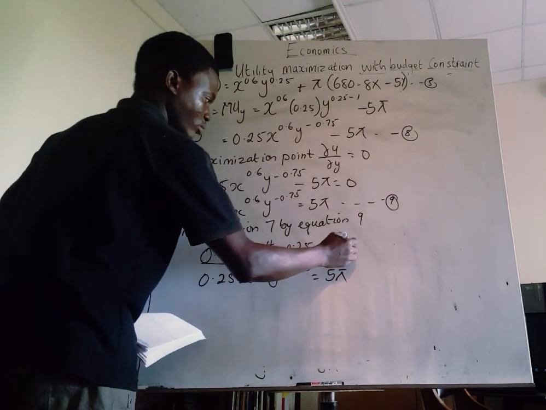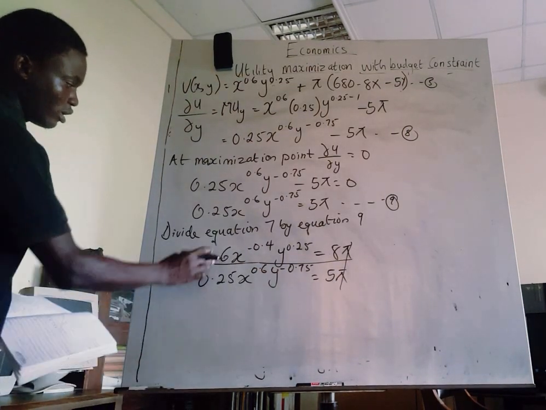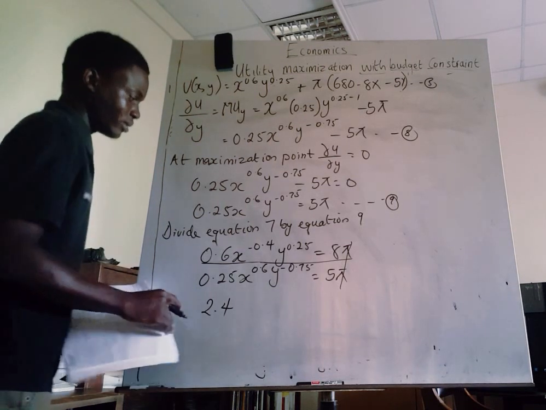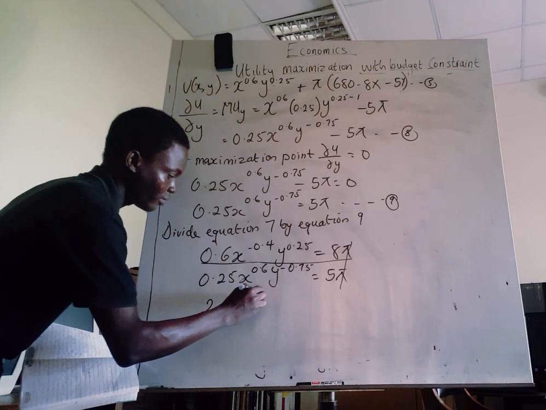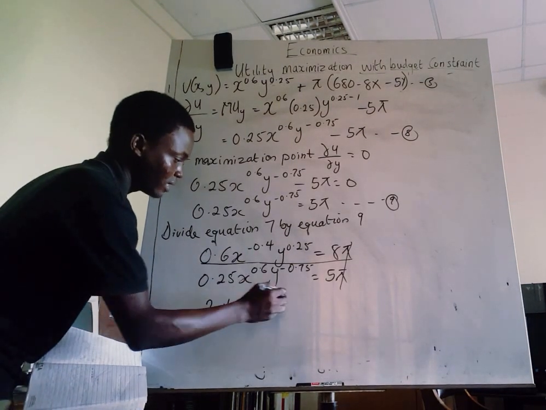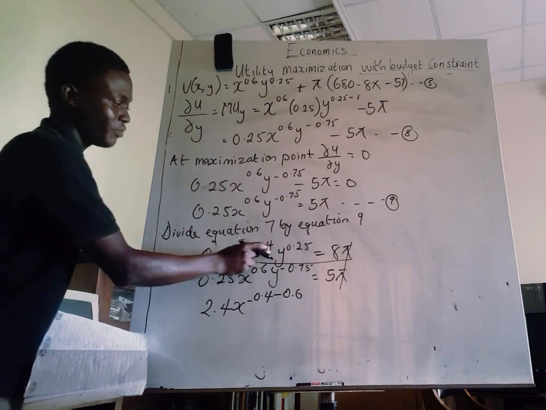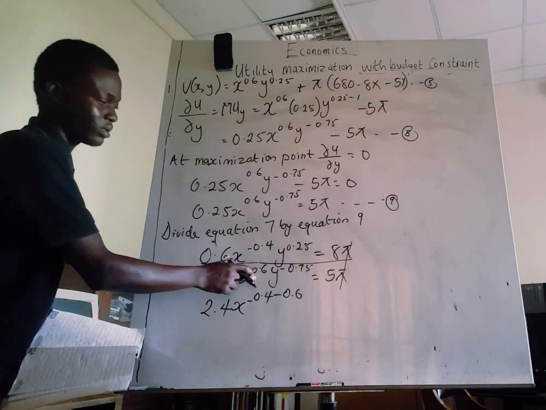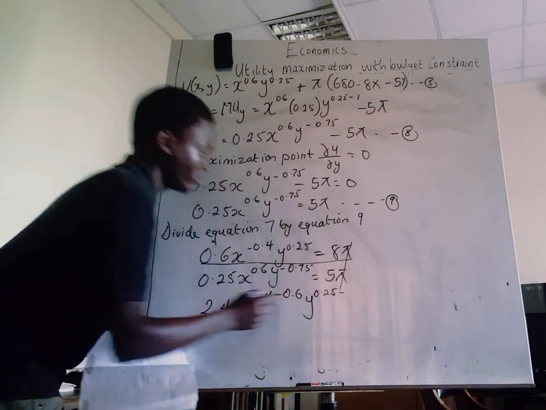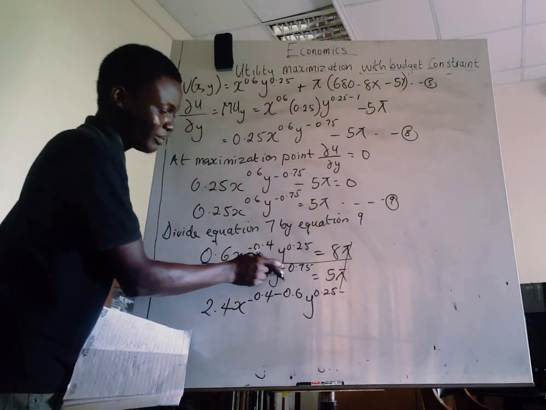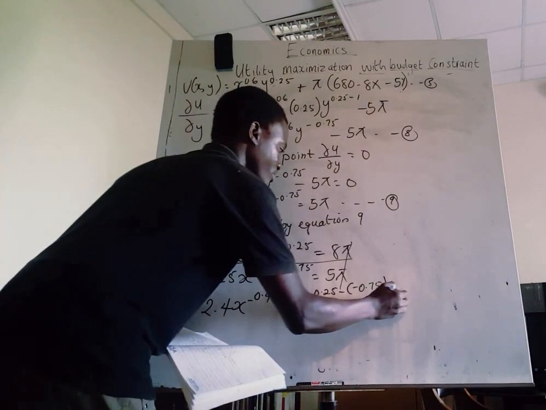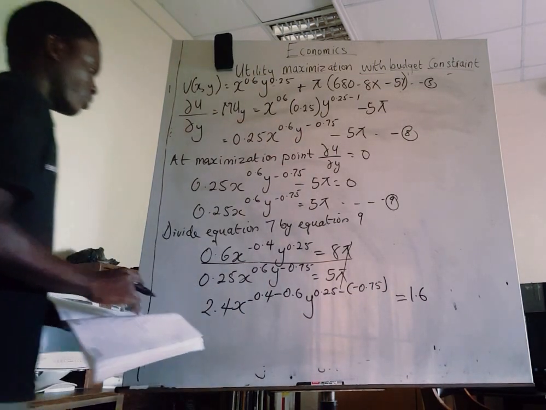First, 0.6 divided by 0.25 is going to give us 2.4. From our knowledge of indices, we have 2.4x raised to power minus 0.4. Because we have x as a denominator here, we take the power as well. But this is a division sign, so it means minus whatever is coming from underneath: minus 0.4, minus 0.6. Let's do y. Because of the division sign you have a minus, and it is coming with minus 0.75, so you have y to the power 0.25 minus minus 0.75. Then everything is equal to 8 divided by 5, which is 1.6.